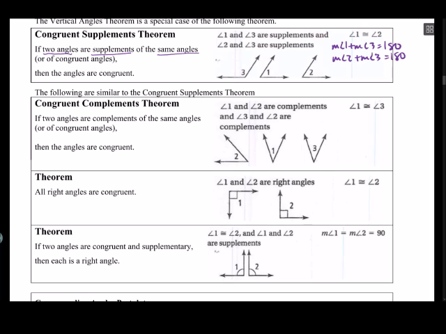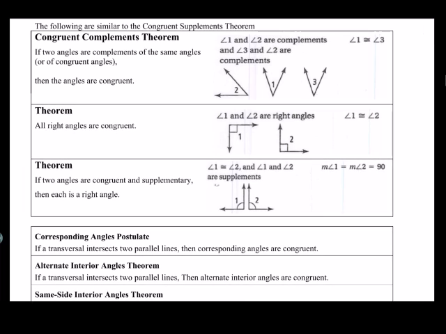So let's look at an example. If this measures 100 degrees, then we know that angle 1 has to measure 80 degrees. And we know that if angle 3 measures 100 degrees, angle 2 has to measure 80 degrees. And if your measures are equal, then your angles must be congruent. And along those same lines, the congruent complements theorem says that if two angles are complements of the same angle or of congruent angles, then your angles are congruent.